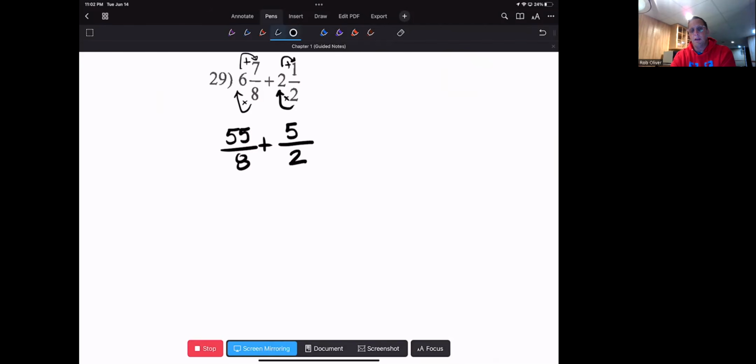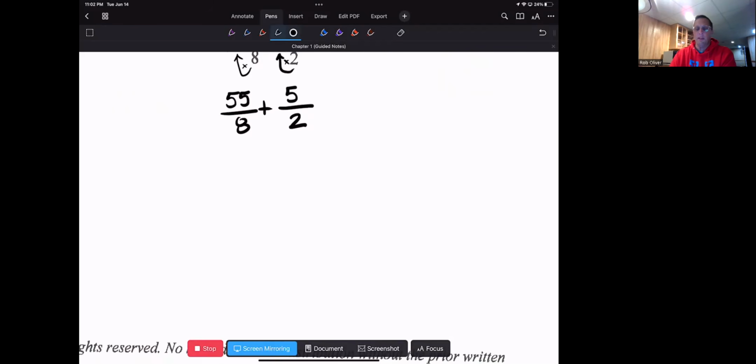So 55/8 plus 5 halves. Now the LCD here is one of the numbers that we already have, which is 8. So our LCD is 8, because 8 is a multiple of itself, 8 times 1, and 8 is a multiple of 2, 2 times 4. So we're going to rewrite it with 8 as a denominator. Now the first fraction, nothing changed. It was 8 before, it's 8 now, so we're just going to leave it as 55/8. For the second fraction, 5 halves, the multiplying factor here was 4. So you're going to do 5 times 4, which makes 20.